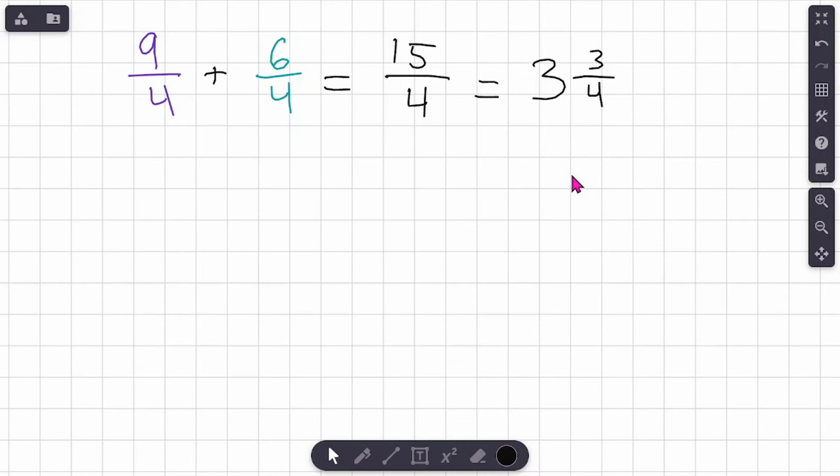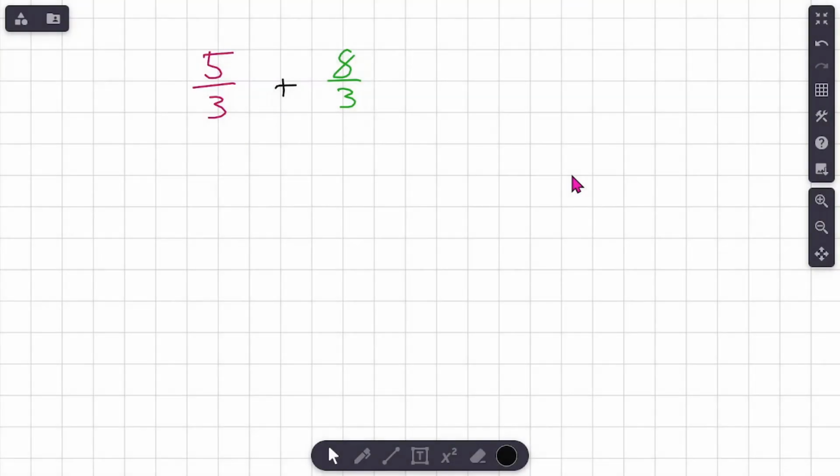Another problem for you. Let's get started. Here we go. We've got 5/3 plus 8/3, and a couple things. Let's notice both of these fractions are improper, meaning that they are larger than 1. Both of these fractions have the same denominator, which is 3, which means that we're going to be able to jump straight into adding these improper fractions. Let's do so. Let's add the numerators. What y'all getting for the numerators?